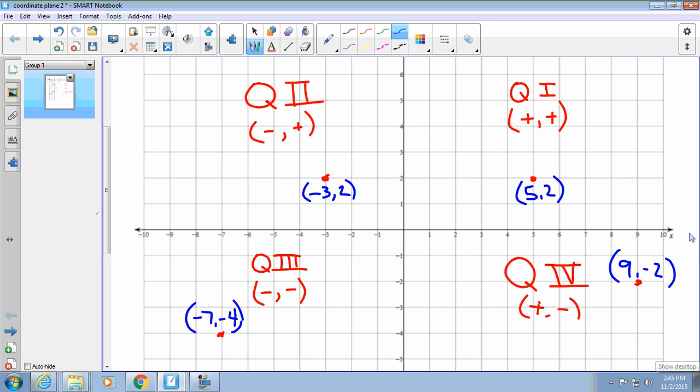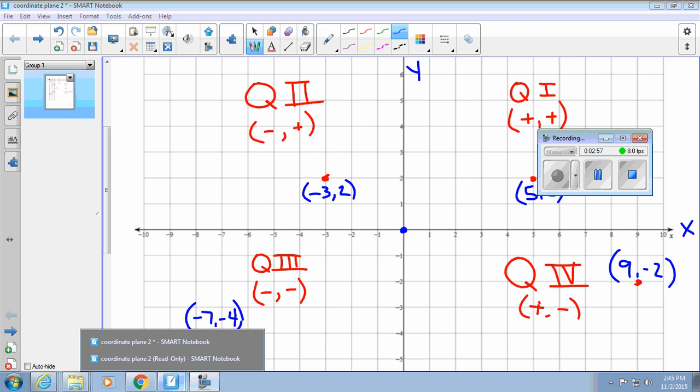Once again, we're still talking about our x-axis is the horizontal, our y-axis is the vertical. We have that center, it's the origin, and now today we have quadrant 1, quadrant 2, quadrant 3, and quadrant 4. And we are talking about the quadrants on page 120.